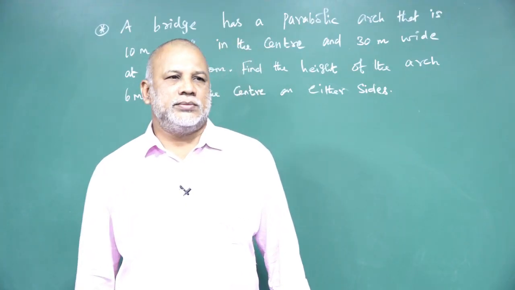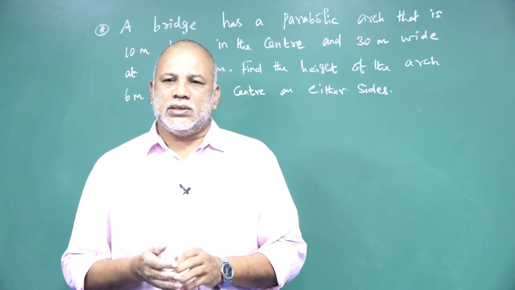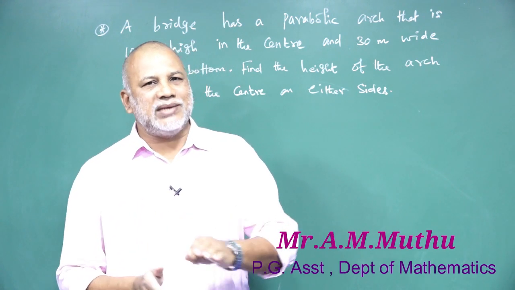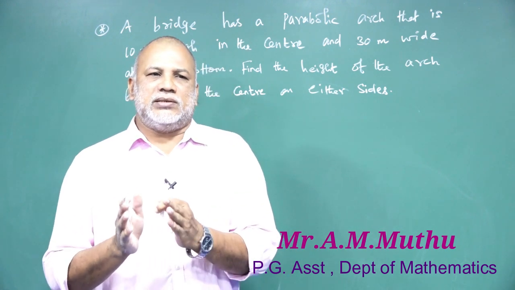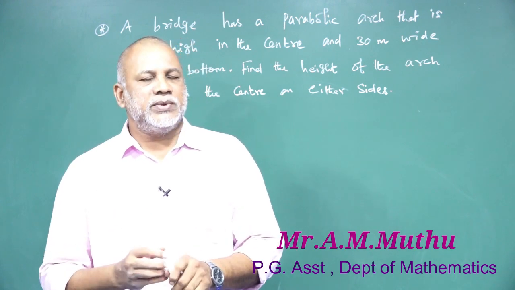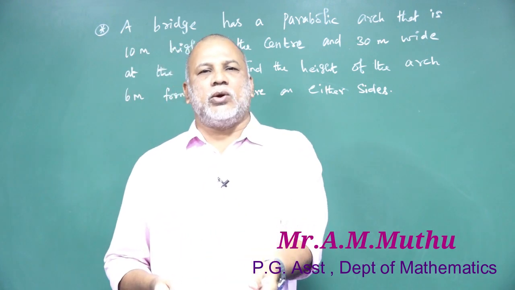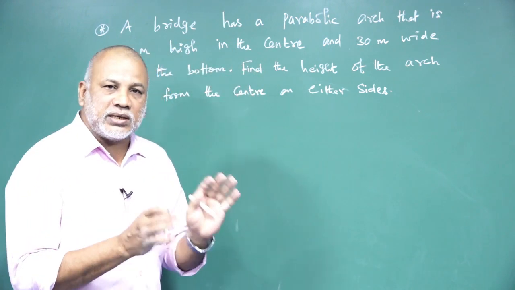Good morning, students. In the previous class, we already discussed some real-life problems based on parabolas. In the type number 4 equation, for example, x squared equal to minus 4ay, we already used it. In the same model, today we are going to discuss a few problems. Read the question once again carefully.